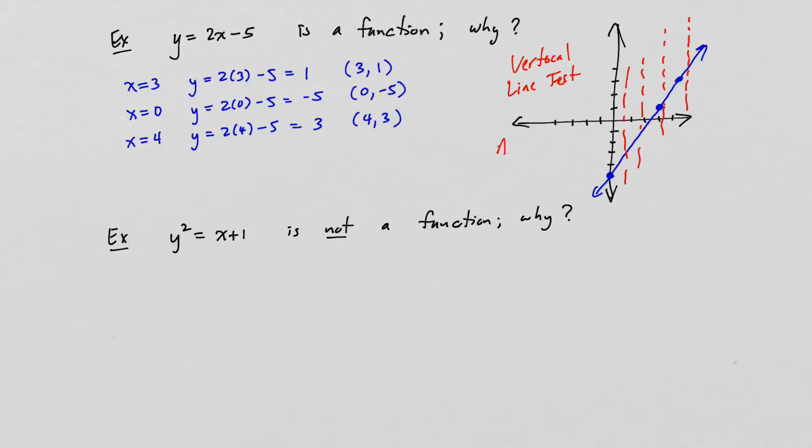And what we notice is that all vertical lines intersect the graph only once. If it intersects the graph more than once, then you do not have a function. So, long story short, yes, this is a function.